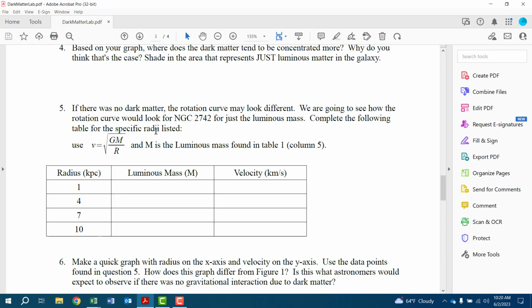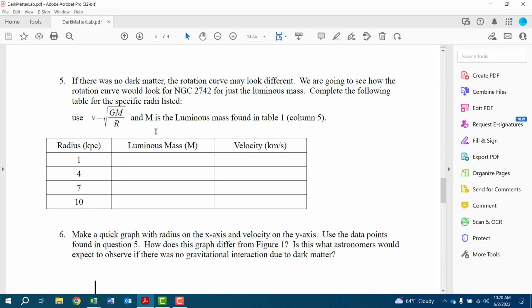Okay, the last thing here is we have to make one more graph, and they're only asking you to compute additional data for a few rows, but with the spreadsheet we can do it very quickly with all the data. So what they're telling us now is, here's a different formula that we use in physics. This comes from a branch of physics called mechanics. Isaac Newton would have been the first person to figure this out. What we can do is plug in here just the mass from stars, just the luminous mass at the various distances from the center, and figure out if that was the only mass in the galaxy, how fast would the stars be going then?